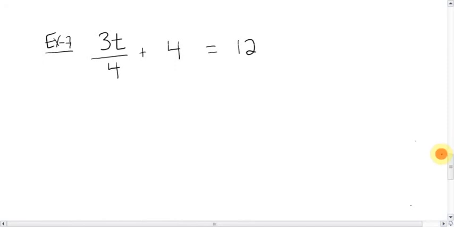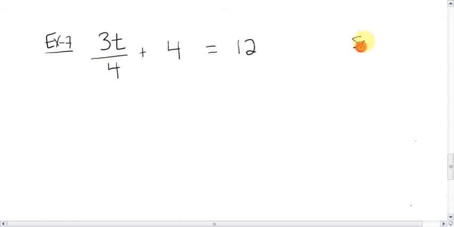Check this out. This one's a tricky one. 3t divided by 4 plus 4 equals 12. Here there are that, and that. 3 things bugging the letter. Who should we get rid of first? This 3, that 4, or that 4?